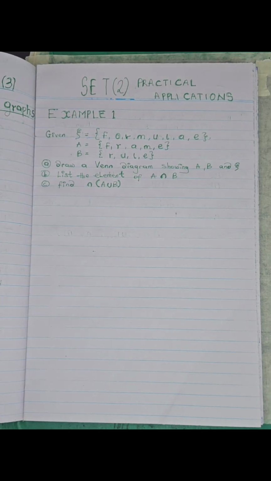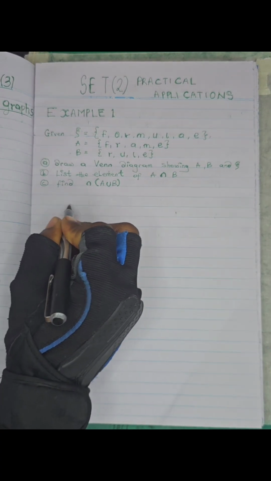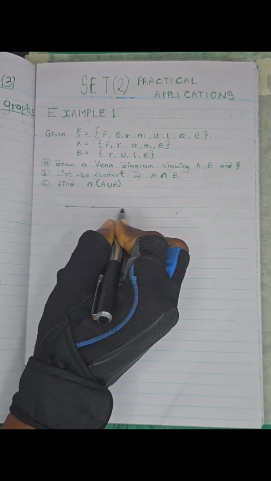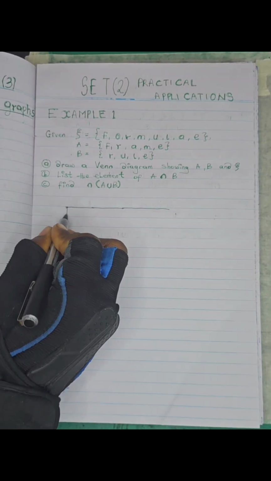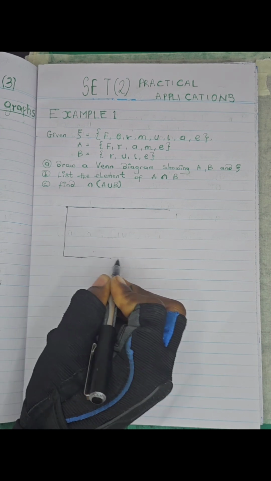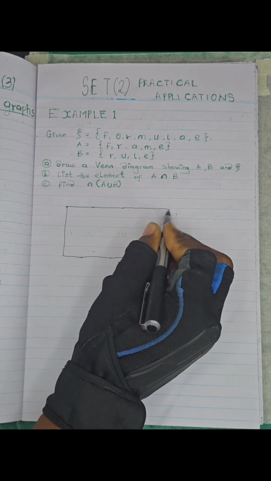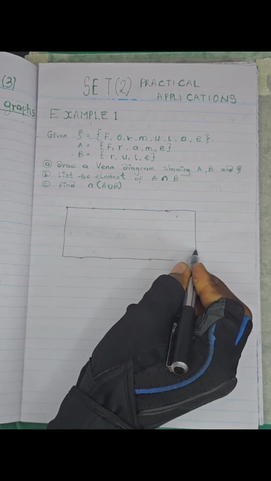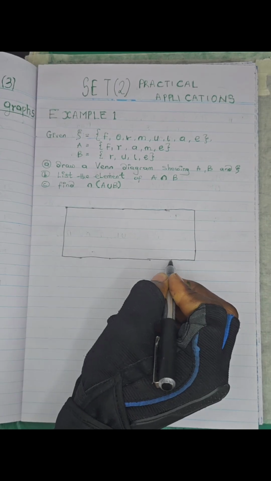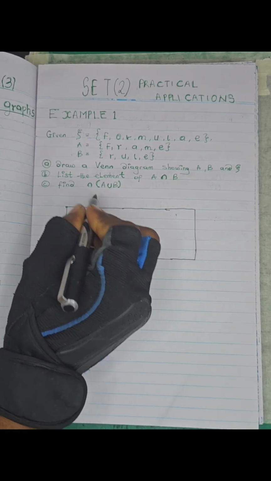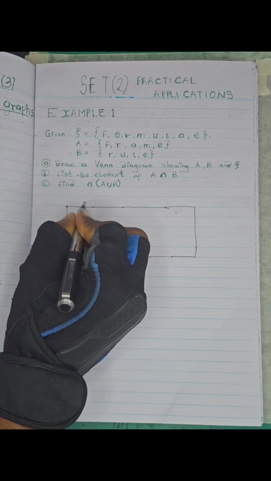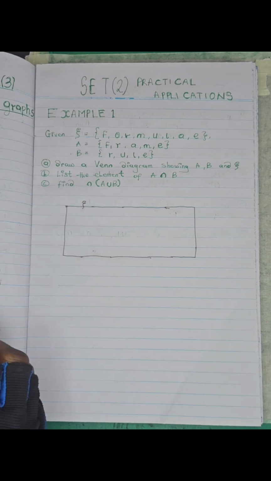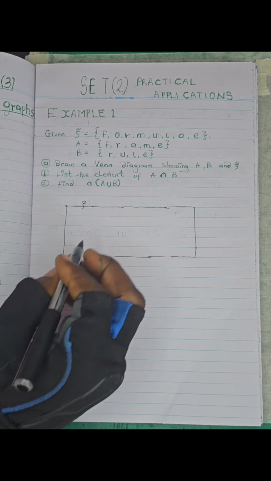So we're going to have a rough sketch. Let's say we have a rectangle. This is a rectangle. And the one that contains all the sets is the universal set. So this rectangle represents the universal set, right? The next thing you're going to have is A.